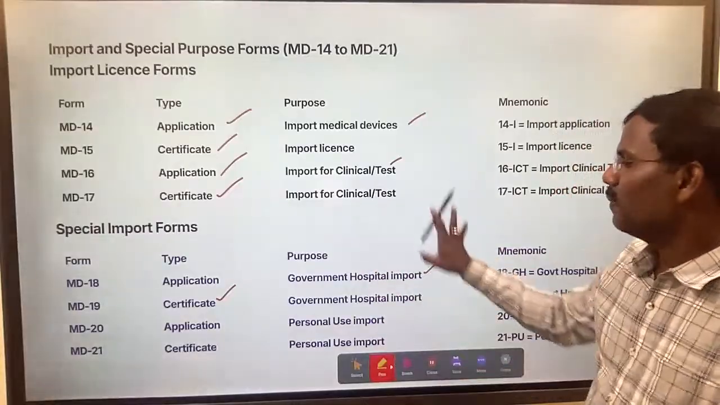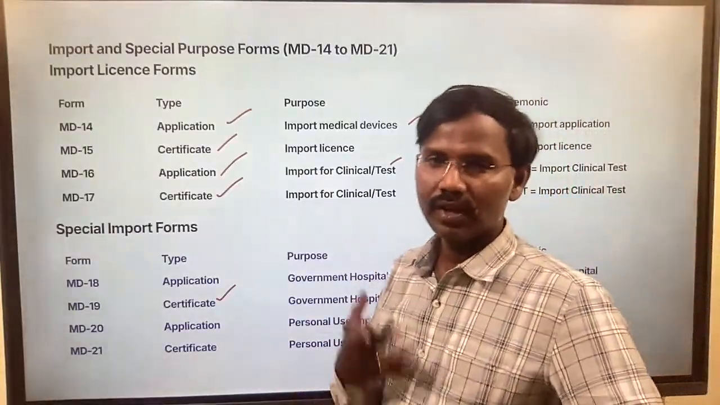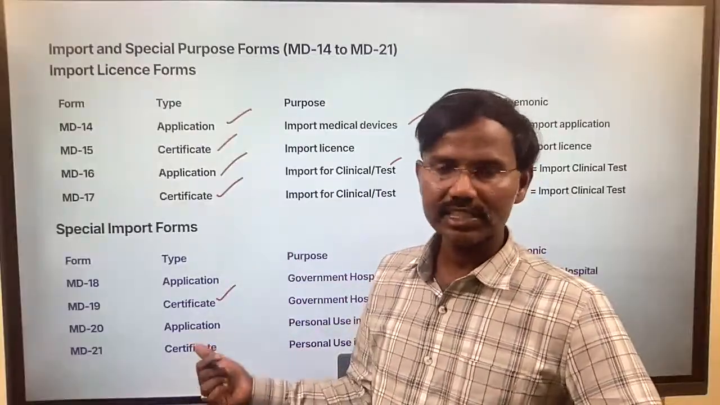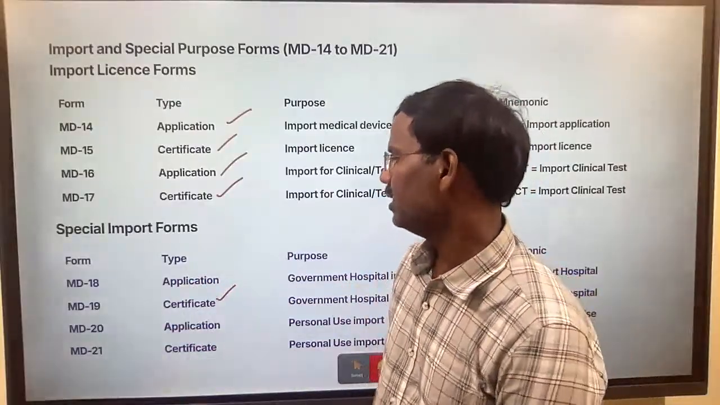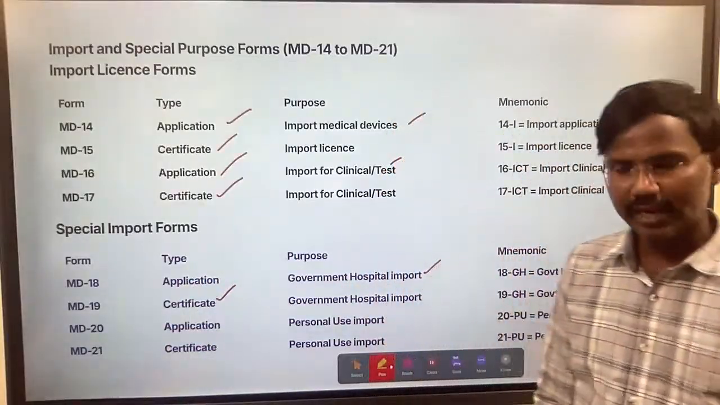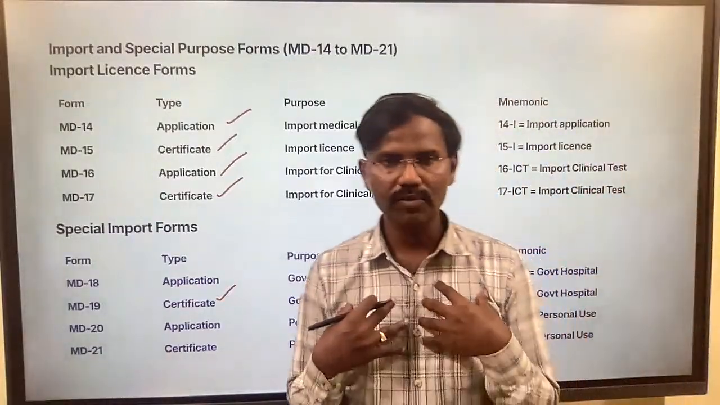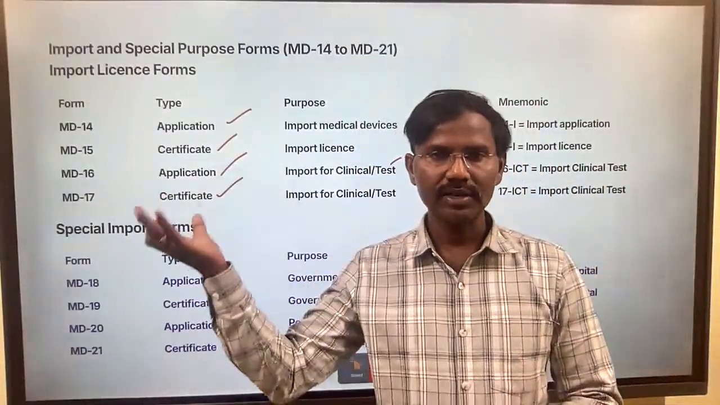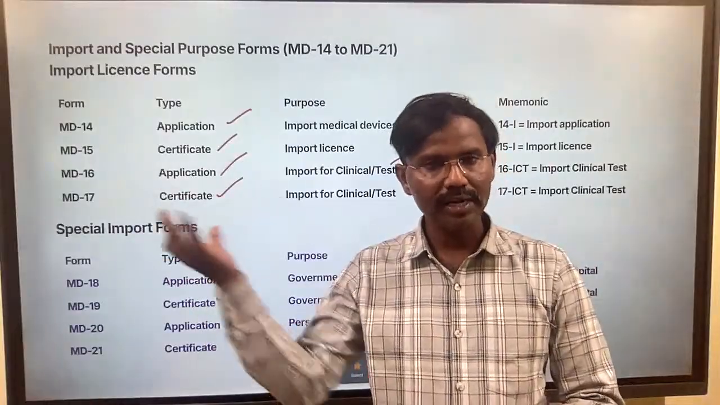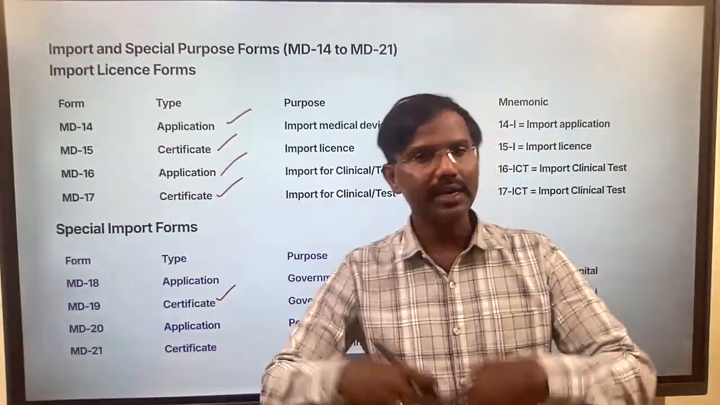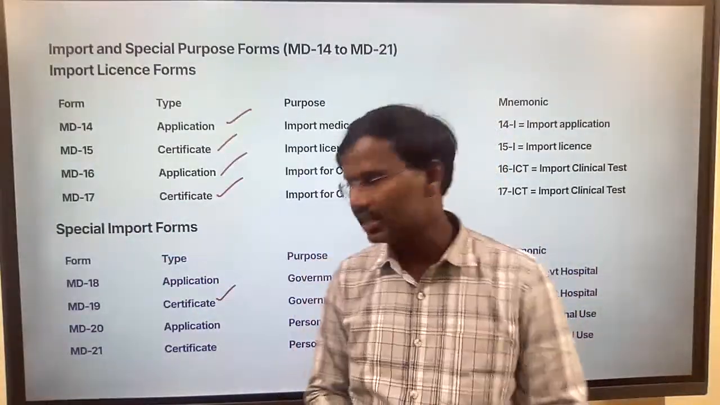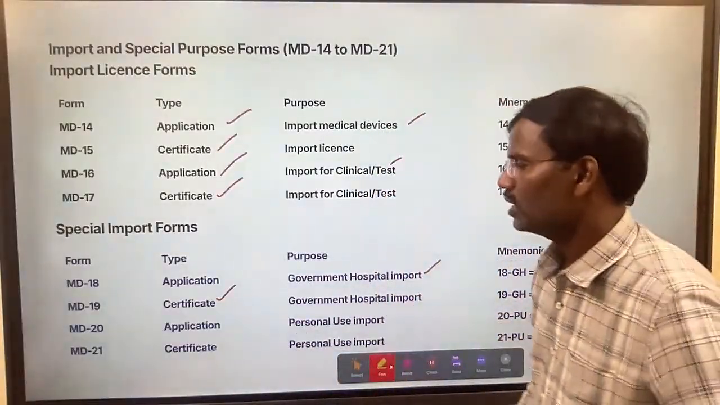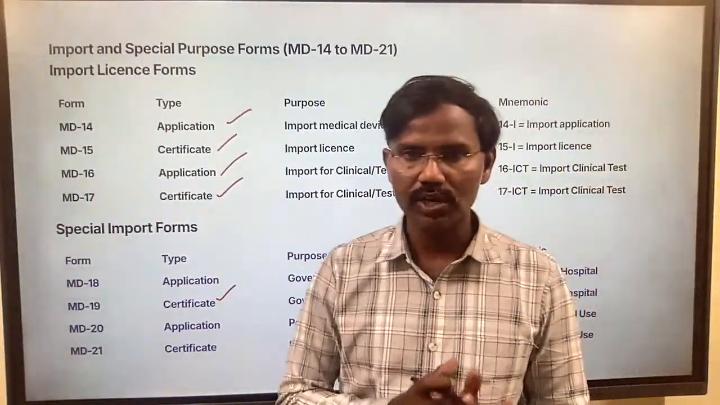If a hospital wants to purchase any medical device from abroad, they can directly purchase by applying in MD18, and they can get the license in MD19. Suppose I'm doing research on a particular medical device, and in America one instrument is there already. I want to bring it into India. Then I can directly apply to the CDSCO to import. That is form number MD20. Then I'll get the license in MD21.